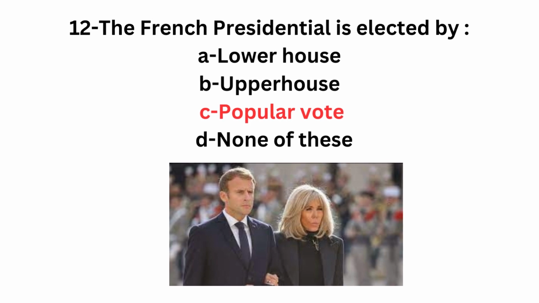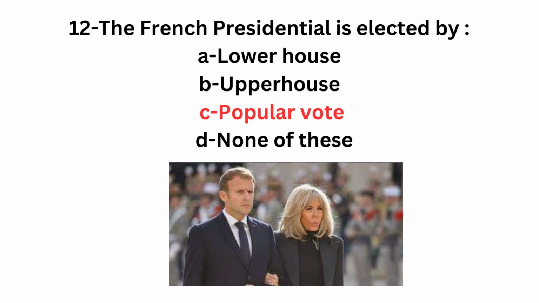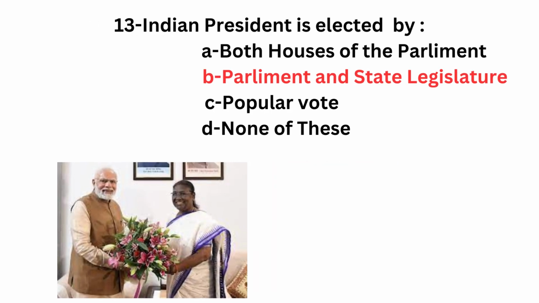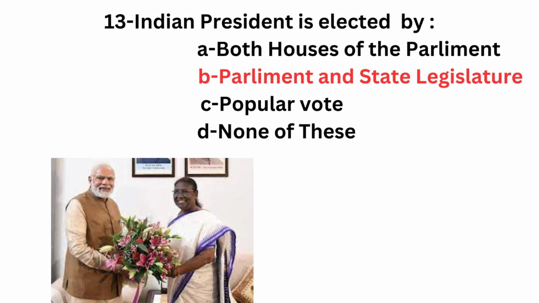And the French president is elected by option C, popular vote. Nowadays the French president is Emmanuel Macron. Next one is: the Indian president is elected by option B, parliament and state legislatures, because there is a parliament in India, Lok Sabha and Rajya Sabha, and there are states. So the Indian president is elected by state legislatures along with parliament.